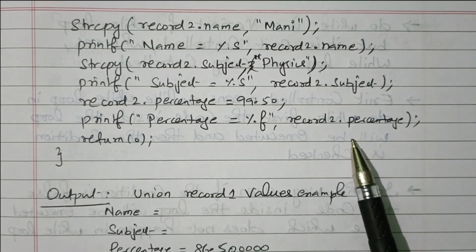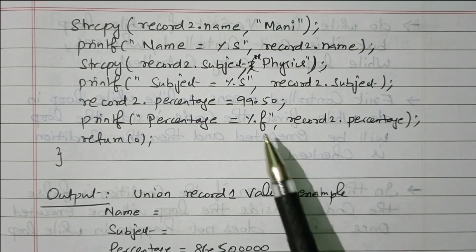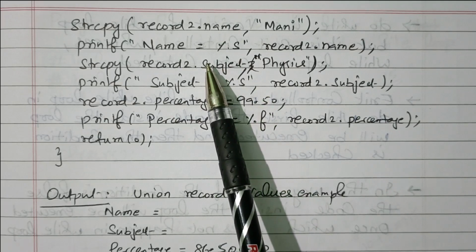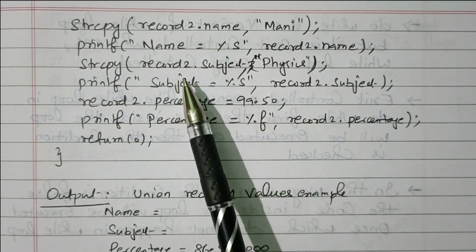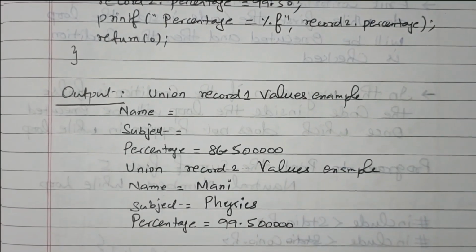So in example 1, we assigned all 3 values, then we printed all 3 values, so that only the finally stored value is available. In example 2, we assigned a value and immediately printed it, so that we will get all the outputs. Now we will see the output of this program.